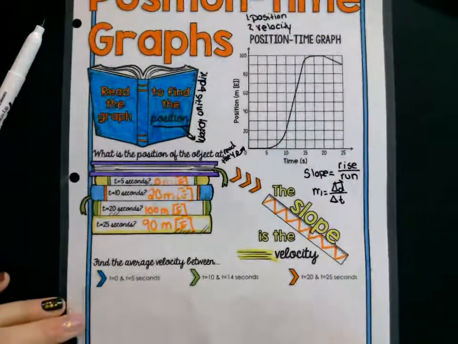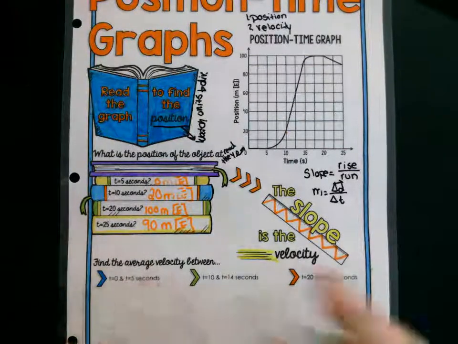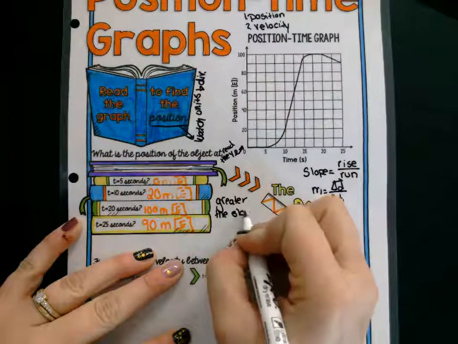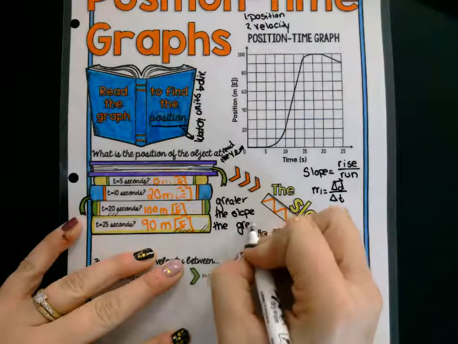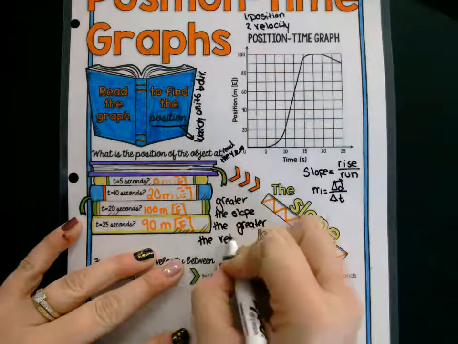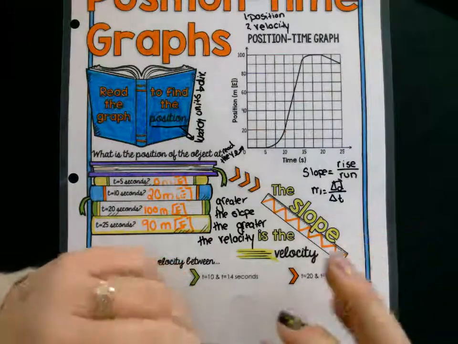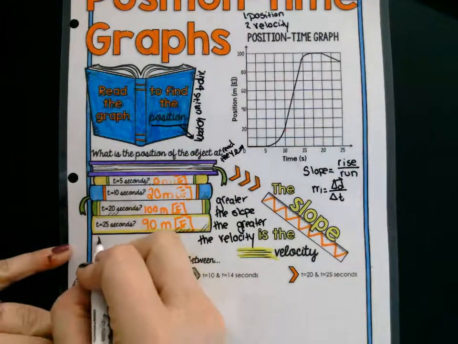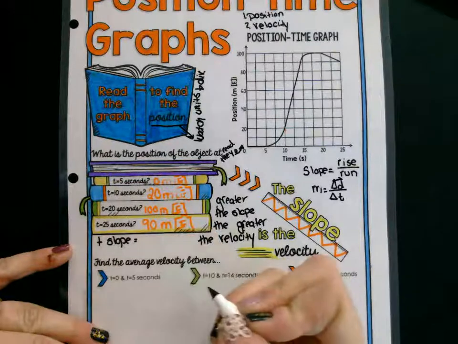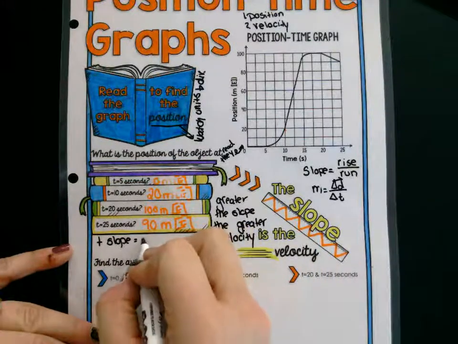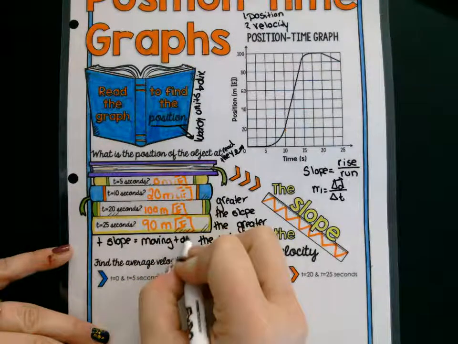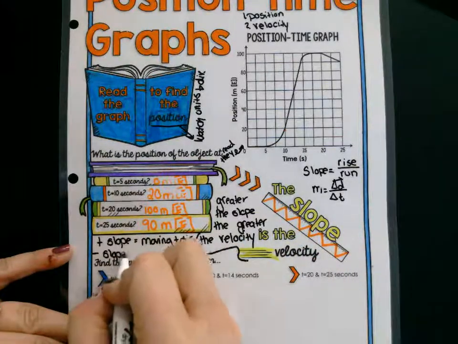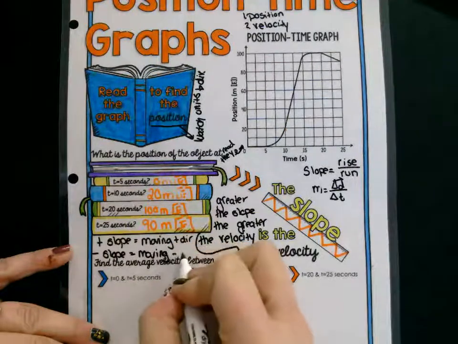All right. So, slope is the velocity. So the greater the slope, the greater the velocity. Before we add the actual math to that, let's look at some of this up here. Some things we need to know is that when the slope is positive, whatever we're graphing is going to be moving in the positive direction. And when the slope is negative, it's moving in the negative direction.